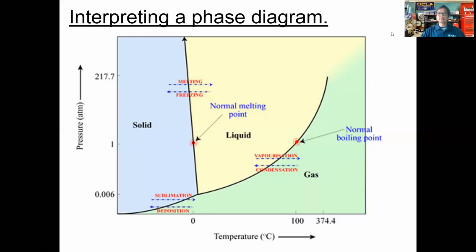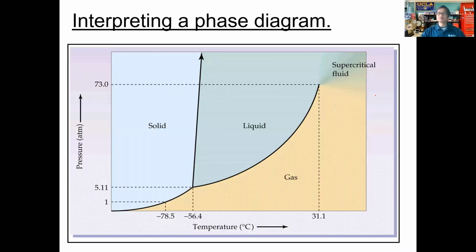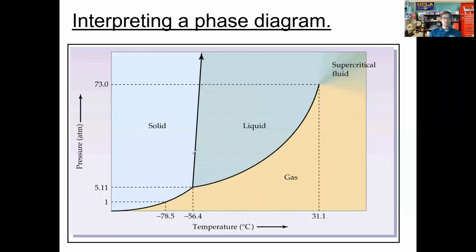Let's go ahead and finish up here. I'm sorry, one last one before we finish up. If you take a look at the normal boiling point here, so here's 1 atmosphere, this is obviously not water, because this represents the normal melting point for this particular substance, which is at negative 78.5 degrees Celsius. And if you take a look at this, it doesn't even have a normal boiling point. This particular substance here is carbon dioxide.